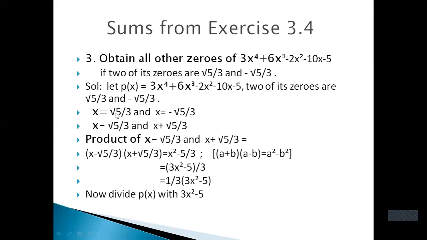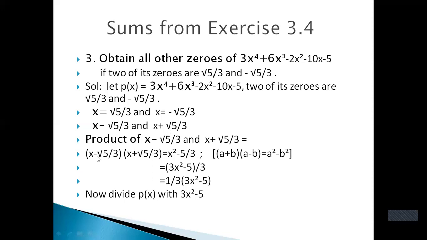Now transpose the root 5 by 3 to the left hand side of the equal sign, then you will get x minus root 5 by 3, and transpose the minus root 5 by 3 to the left hand side, then it becomes x plus root 5 by 3. These two are two of the factors of the given polynomial. To get the other two zeros, first you must multiply x minus root 5 by 3 and x plus root 5 by 3.